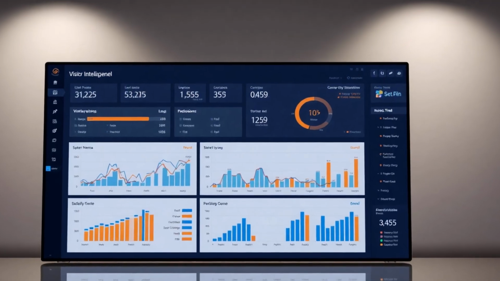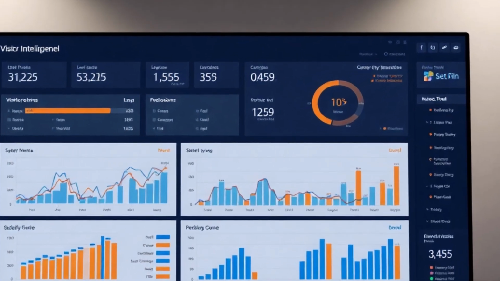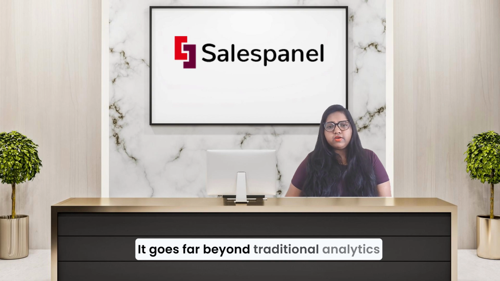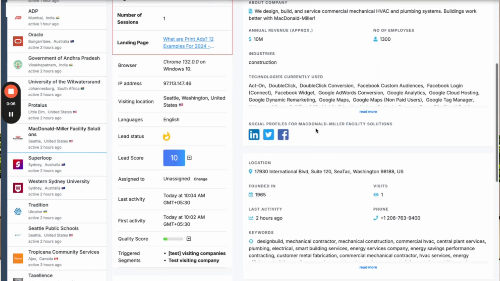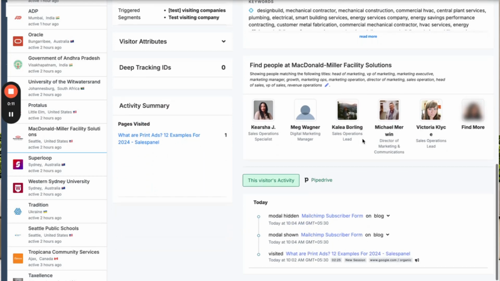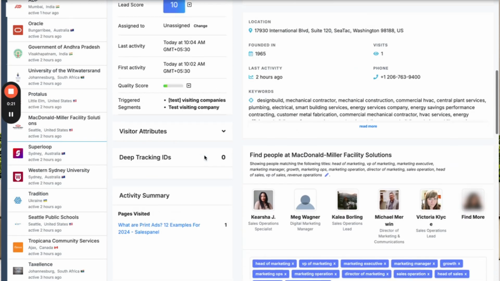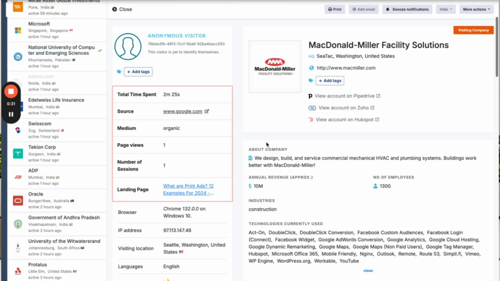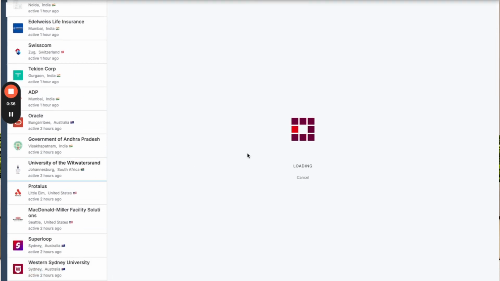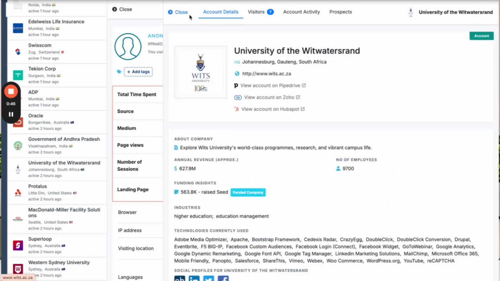1. Salespanel. Salespanel is a powerful website visitor intelligence platform built specifically for B2B businesses. It goes far beyond traditional analytics by identifying which companies are visiting your website in real time and tracking their entire journey. What makes Salespanel stand out is its ability to unify both anonymous and identified visitor data. Once a lead fills out a form or clicks through from a tracked email, Salespanel builds a full behavioral profile, capturing every page visit, action, and intent signal.